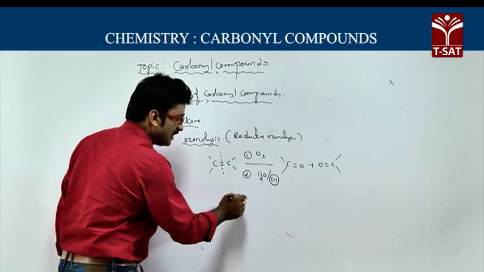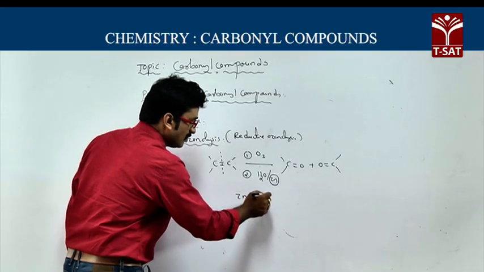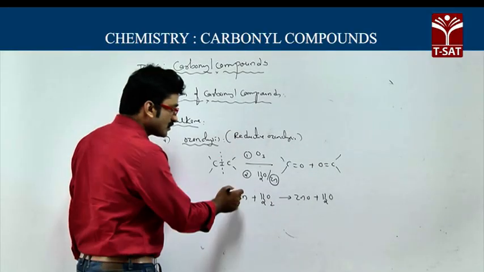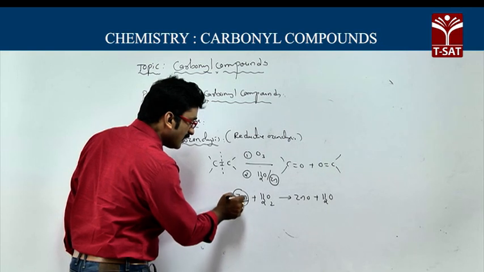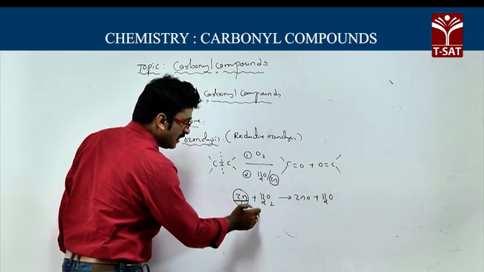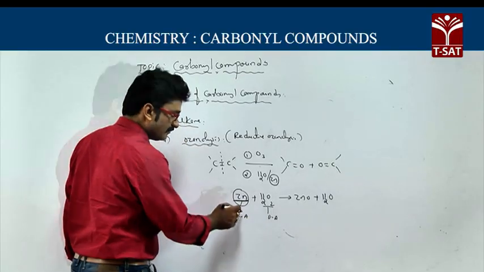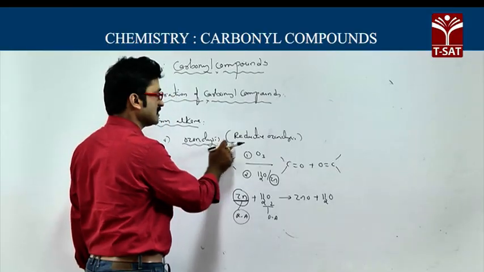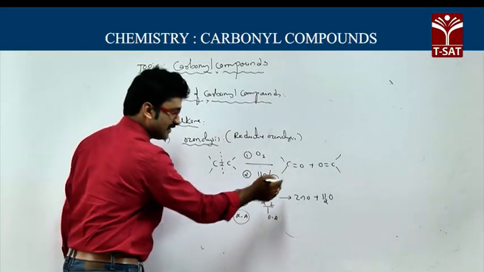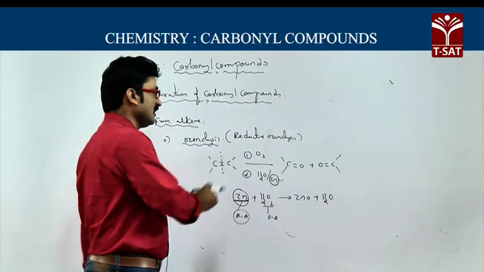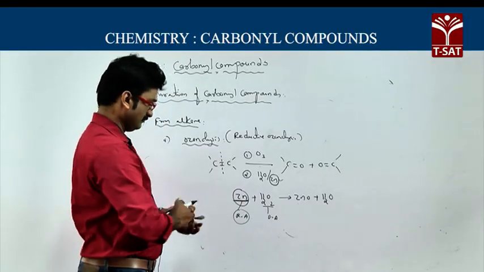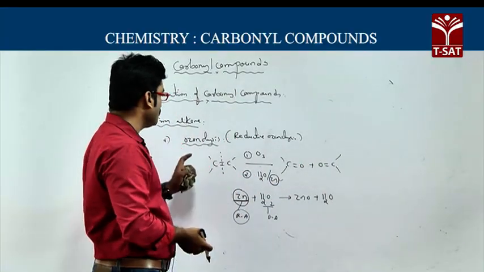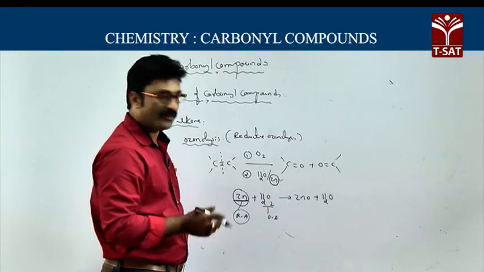So when zinc is used, zinc reacts with H2O2 and converts it into H2O. So the role of zinc in this is that it acts as a reducing agent, and H2O2 acts as an oxidizing agent. This is the role of zinc in ozonolysis. That is why we call this process reductive ozonolysis. We are using a reducing agent in this case, and the reducing agent used in this process is zinc. Now we will take a few examples of how to prepare carbonyl compounds from alkenes by this ozonolysis process.